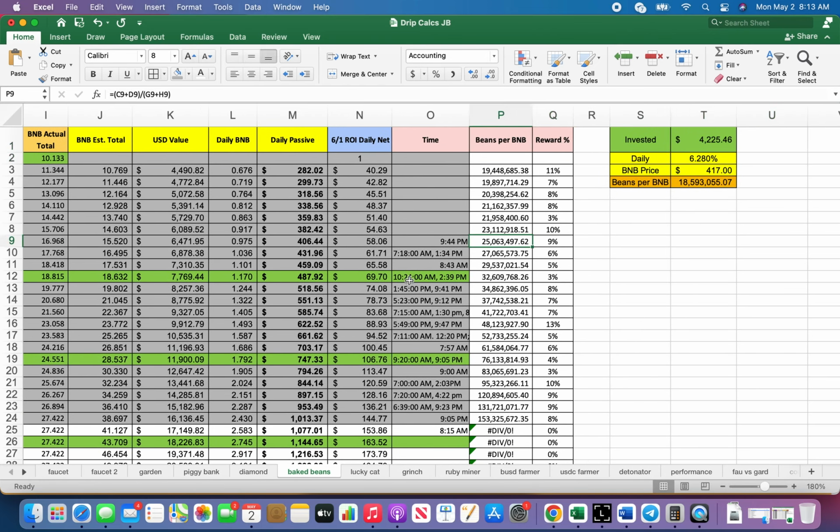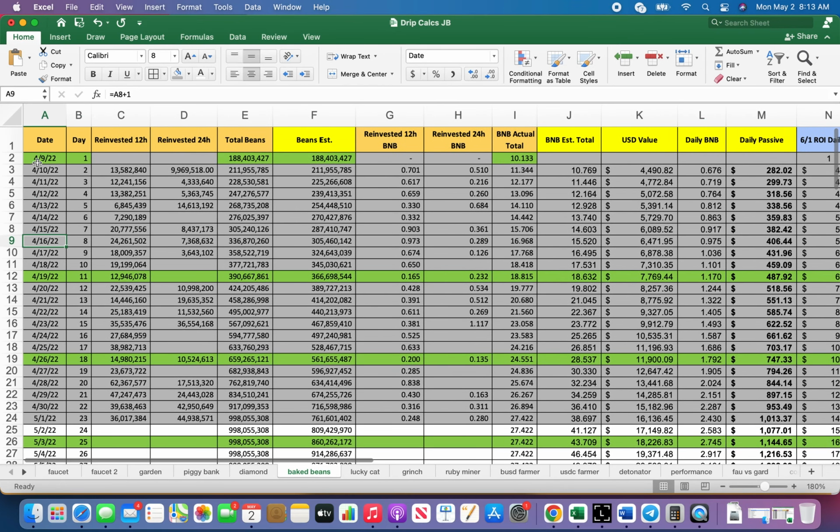I put in $4,200. I started on April 9th. It is 24 days today, and I've compounded pretty much twice a day, sometimes three times a day. I did it three times on some days. What I'm saying is, for the most part, I'm compounding twice a day. Sometimes I did just twice in the morning and forgot at night. So roughly speaking, this is twice a day compounding.